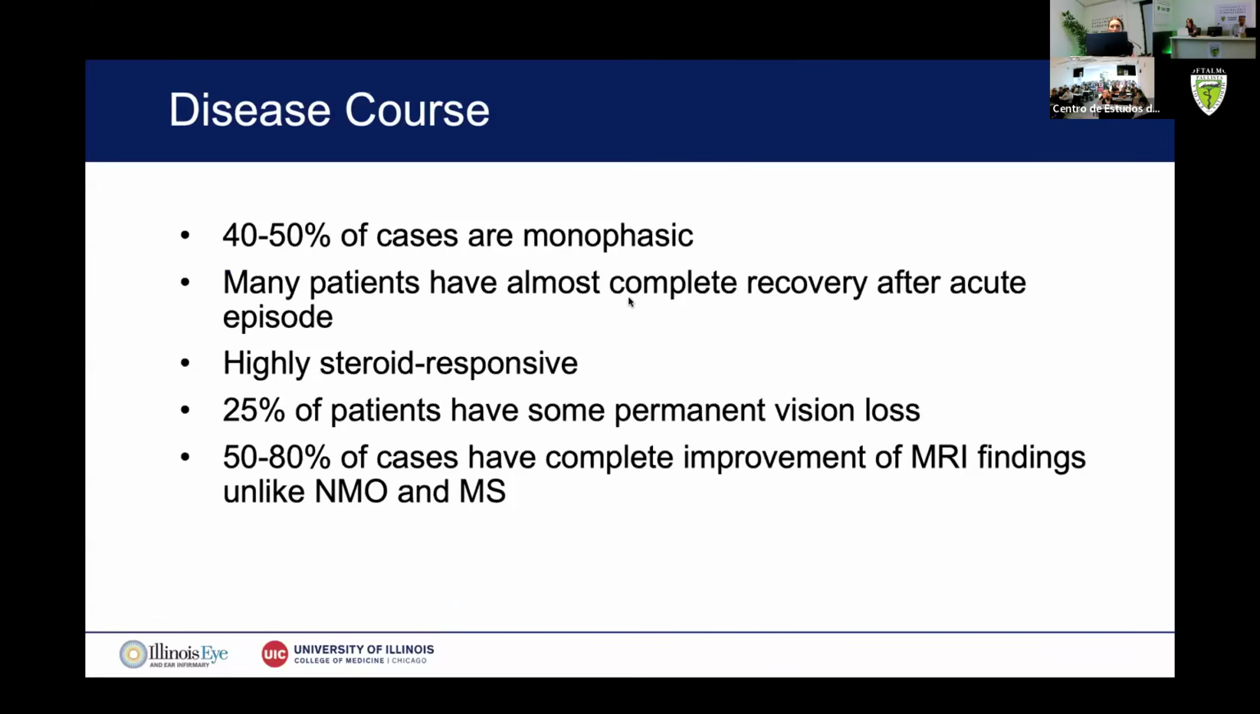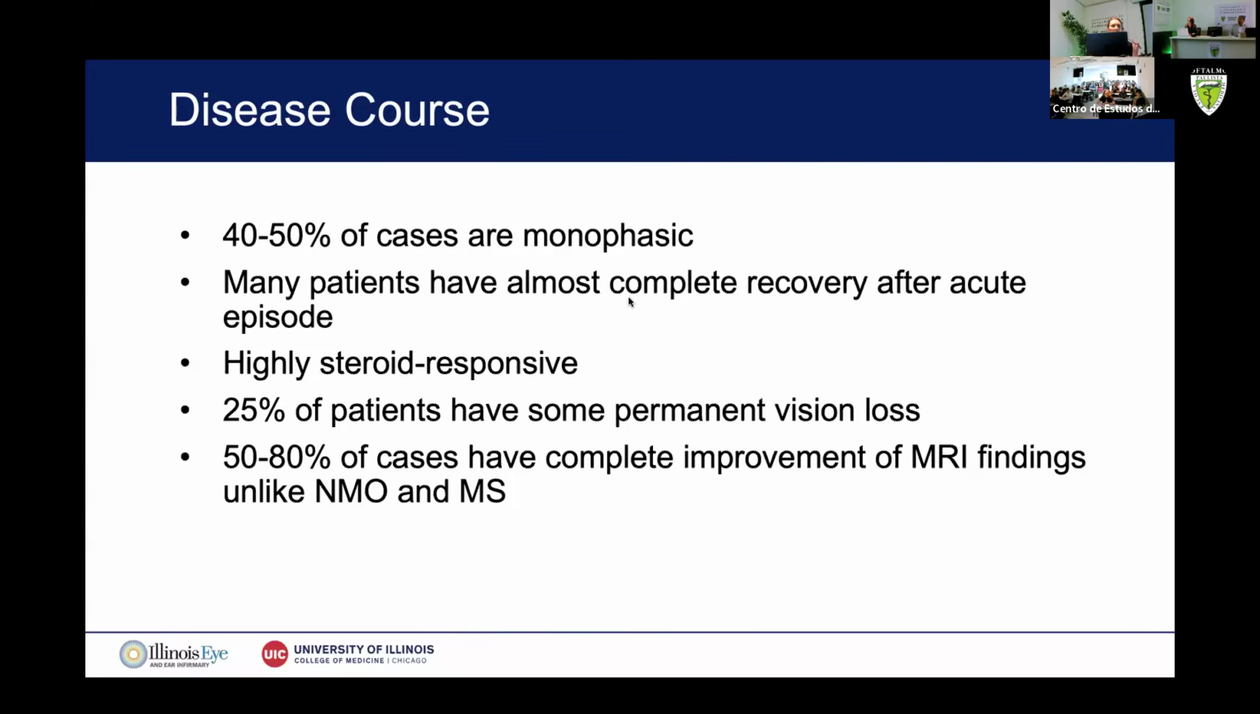40 to 50% of cases are monophasic, so they shouldn't happen again. And the disease is very steroid responsive. So patients often have complete or almost complete recovery after treatment with steroids. However, 25% of patients will have some residual vision loss, as is the case with our patient, though overall much better from his starting point.